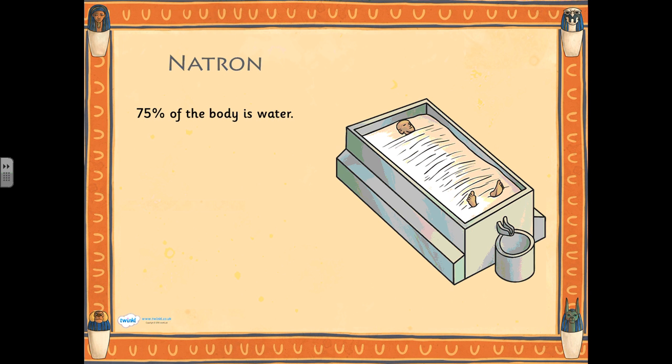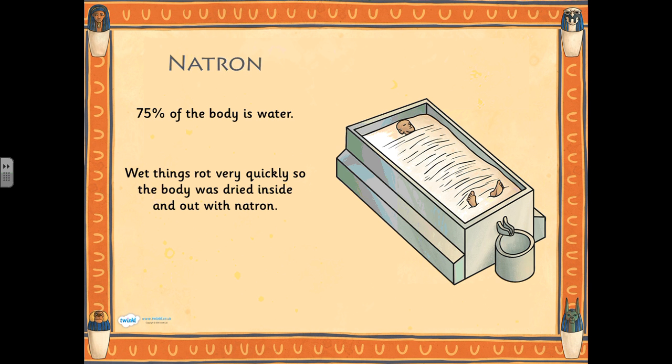Okay, natron, we talked a bit about this earlier. So 75% of the body is water. Wet things rot very quickly, so the body was dried inside and out with the natron, which was a salt. And then what the natron would do is it would absorb, it would take out the moisture, but this process could take a very long time, up to 40 or 50 days.